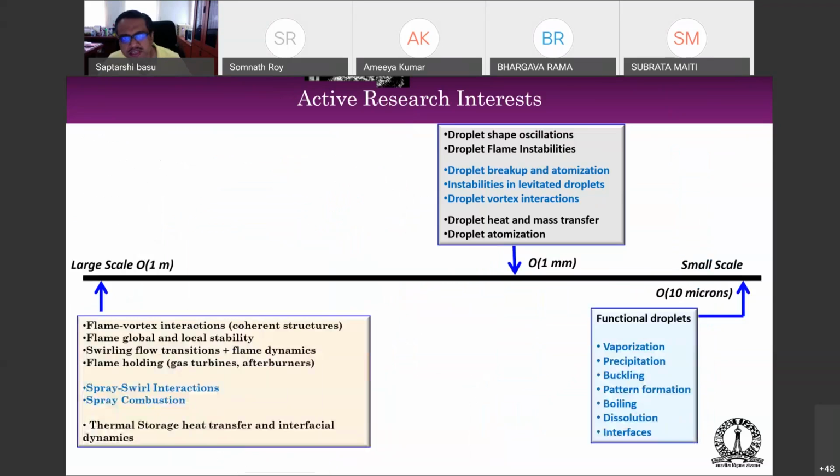Let us now convert that to an equivalent length scale event. So we work across a large length scale, and that's where the spatio-temporal resolution comes into the picture.